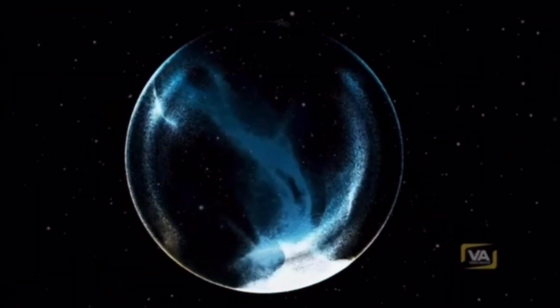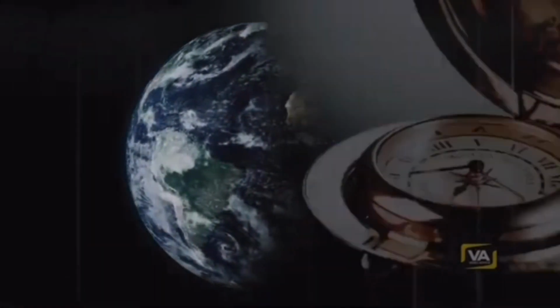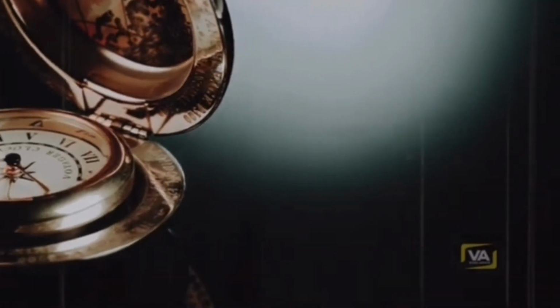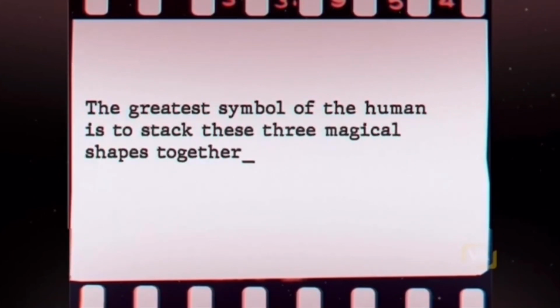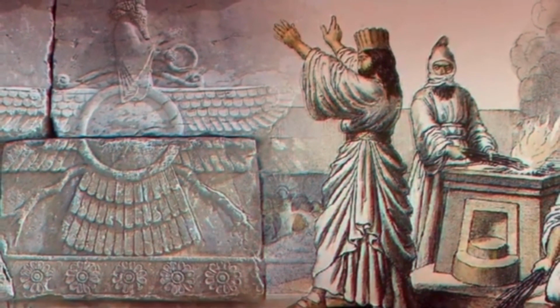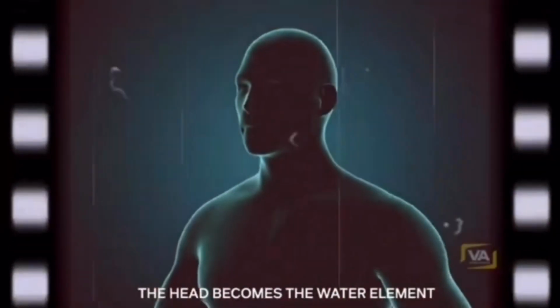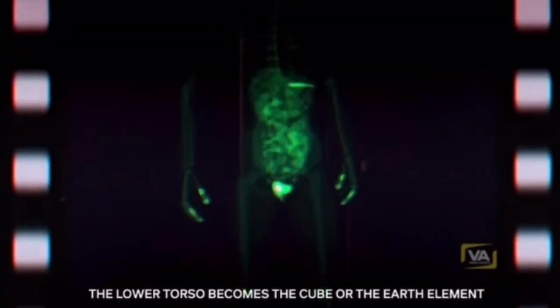For the blue water symbol of the circle, you have the sphere, which becomes a globe. And how do you navigate the globe? With a compass. And so you're back to this ruler and this compass aspect. Zoroaster himself said that the greatest symbol of the human is to stack these 3 magical shapes together to create the symbol of the human. If you take that symbology and you apply all of these multipliers, the head becomes the water element, the upper torso becomes the fire element, and the lower torso becomes the earth element.